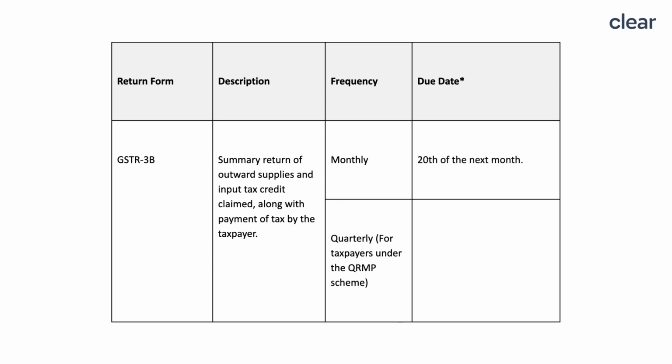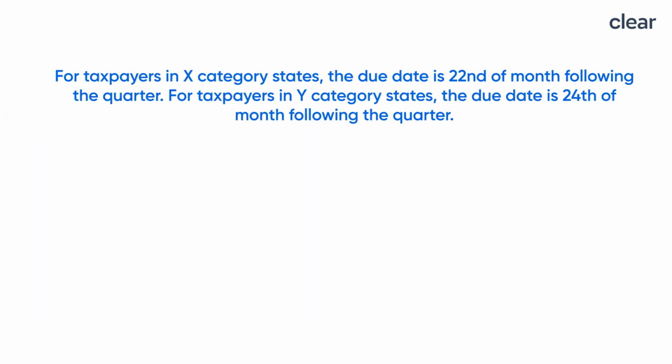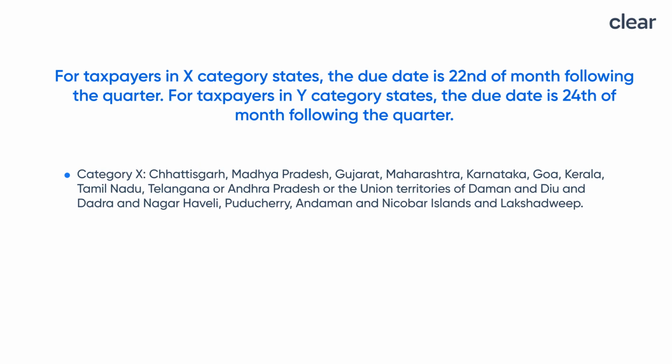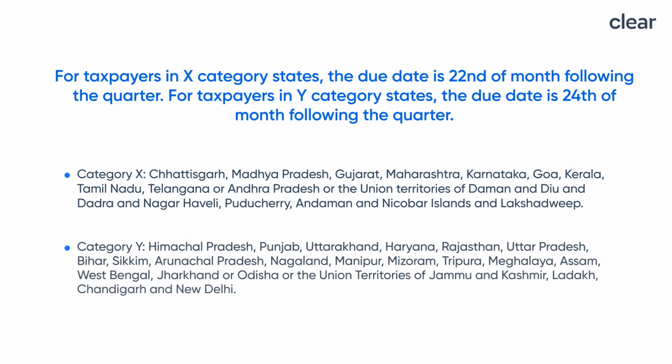The due date is the 20th of the following month for monthly taxpayers. For quarterly taxpayers, the due date is the 22nd or 24th of the month following the quarter. You might wonder why the GST-R3B has 2 due dates for quarterly filers. This is because the due date depends on the state that the taxpayer is registered in. For taxpayers in X category states, the due date is 22nd of the month following the quarter. For taxpayers in Y category states, the due date is 24th of the month following the quarter. You can pause the video for a moment to find out which category state you belong to.